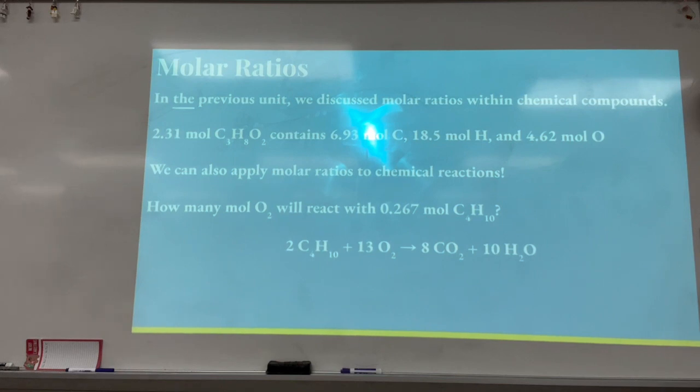How many carbons on each side? There's 8 on each side. How many hydrogens on each side? There are 20. How many oxygens on each side? There are 26. 26 oxygens on each side. Okay, so it's balanced. Good. It needs to be balanced or else this won't work.